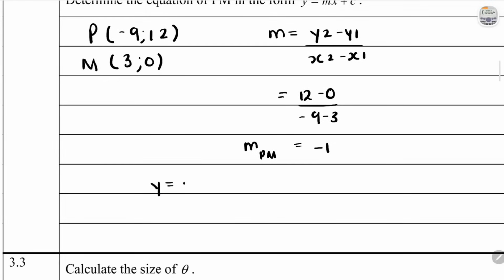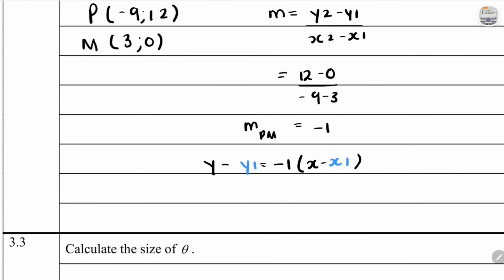You can use y equals mx plus c, or you could use this equation: y minus y1 is equal to the gradient, but we know that's negative 1, multiplied by x minus x1. And then in place of y1 and x1, we're going to substitute a point on PM. Right now, we can go ahead and choose M since it's a simpler point to use. So that's x1 and that is y1.